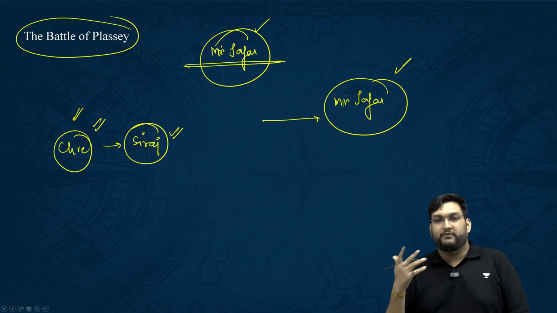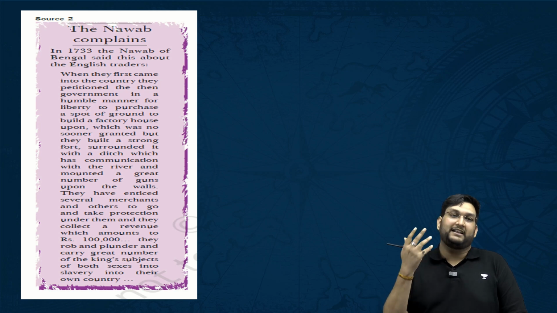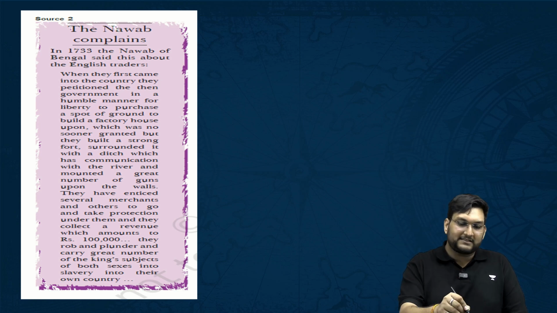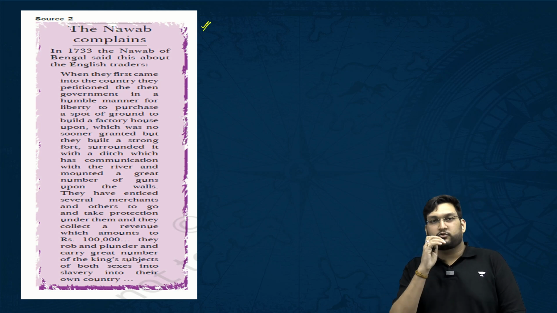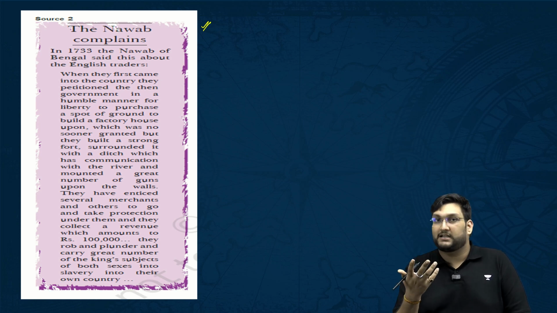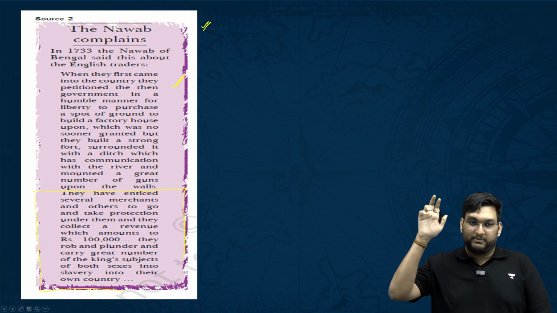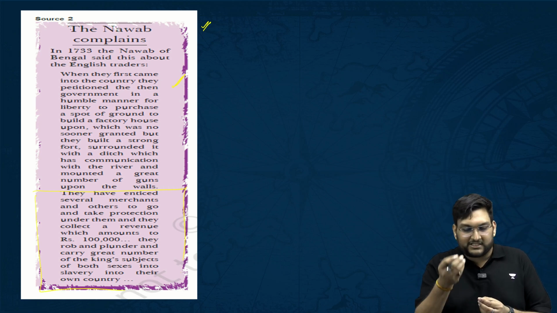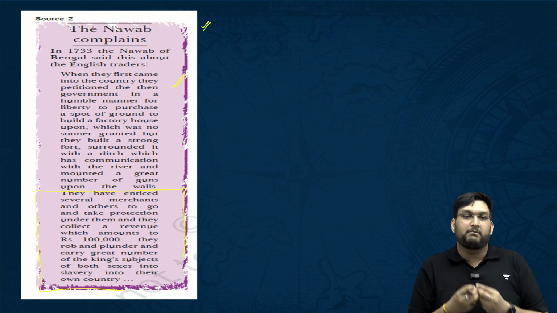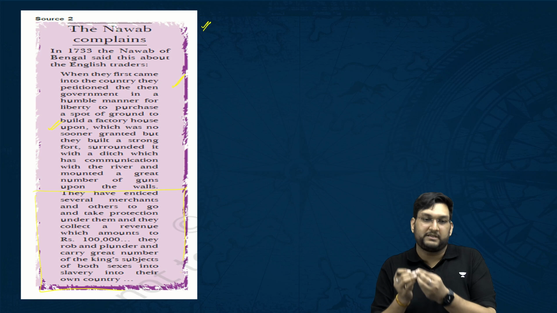Clive will amass a lot of wealth, and there are two excerpts which tell us the level of wealth and the level of anger. The first excerpt tells us the complaint of the Nawabs which was developing in the 1730s. Herein there is a very interesting portion which says that initially when the British came to the country, they used to petition, they used to meet us in a humble manner, used to purchase spots, used to be very, very appeasing.